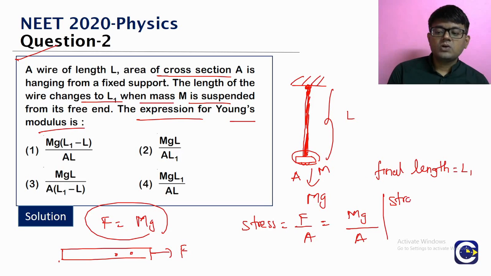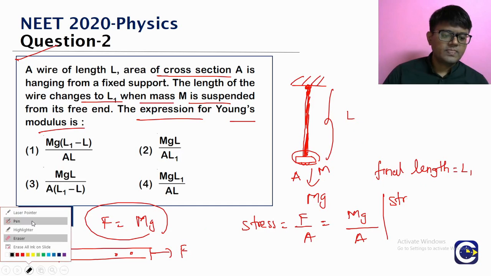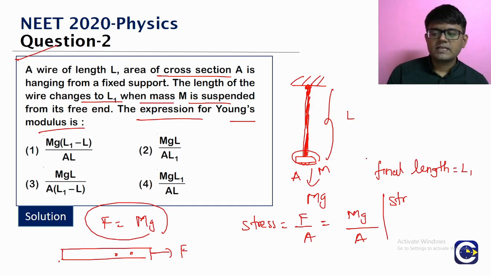Strain will be equal to change in length by original length. Change in length means final length minus initial length, correct? Final length is L1, initial length is L. So the change in length will be L1 minus L, divided by original length L. So strain is equal to L1 minus L divided by L. This is the strain value.